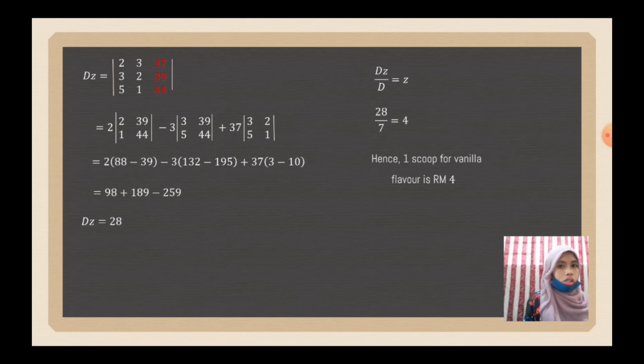And last but not least is dz. Put the answer of the matrix into the third column. Hence, after we calculate, we know dz is equal to 28. To get z, which represents the vanilla flavor, just determine d. Use this equation and substitute it with the value. So we got this. 28 over 7 equals 4. Hence, we know one scoop of vanilla flavor is 4 ringgit.